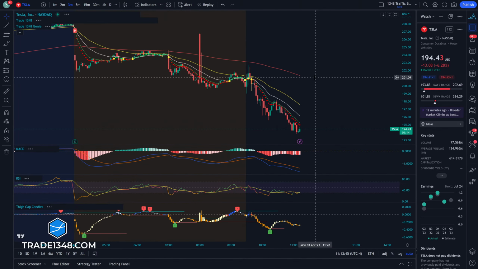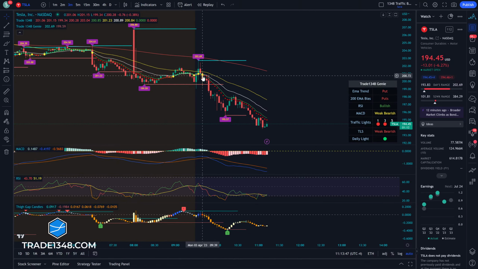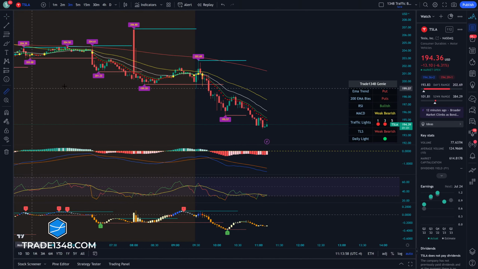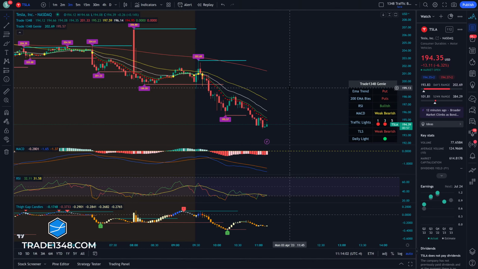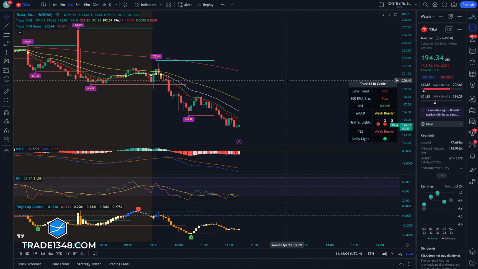Now, if you played the 3 minute, you got the 3 minute traffic light, and you could see that the 10 EMA just did not flirt with the 24 whatsoever. So, I mean, this is a solid traffic light. That's a $6 move. Holy hell. We have proven the traffic light concept over and over and over.